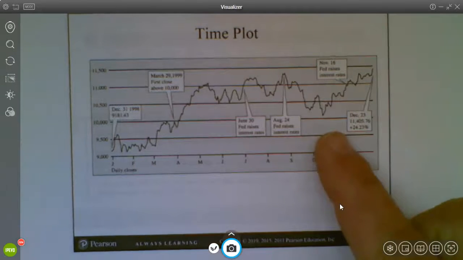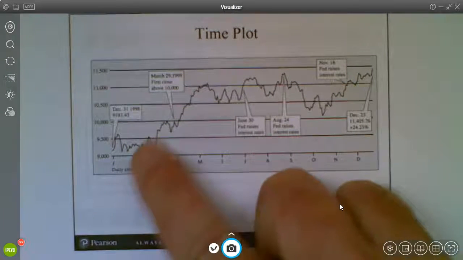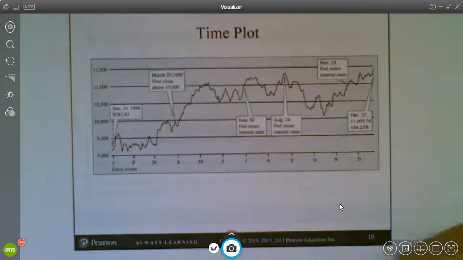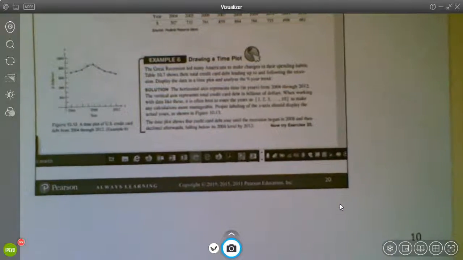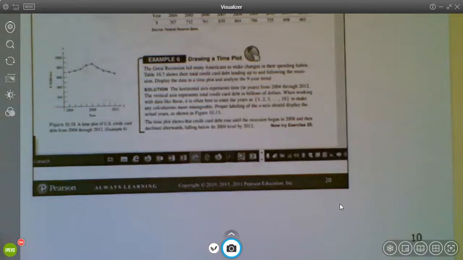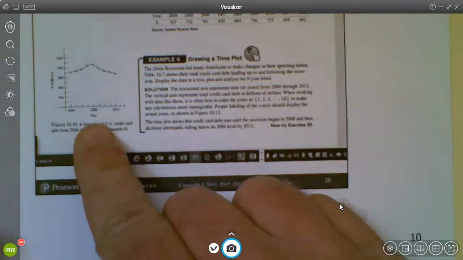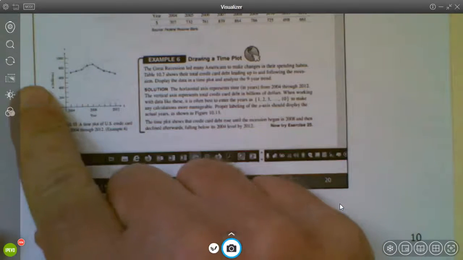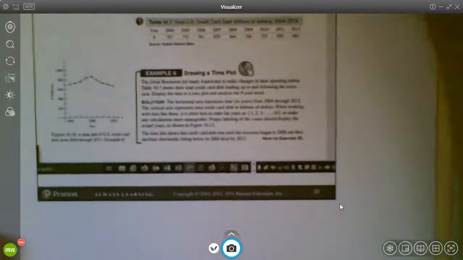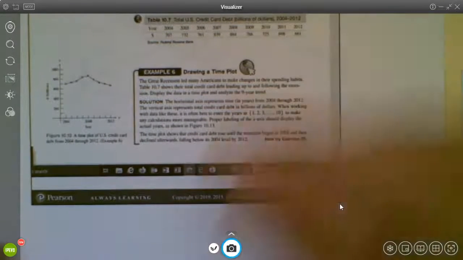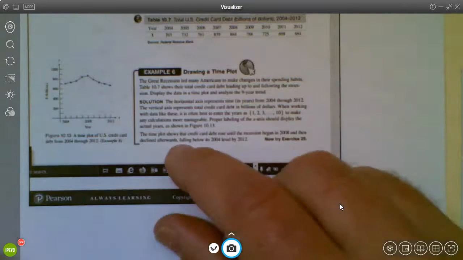This one had to do with interest rates. You can see as interest rates went up and down over time, it's this continuous data where they just plotted points and connected the dots. Here's one that was a little more rigid, a little more of a connect the dots. Again, they're using time as the x-axis, and the y-axis was, in this case, dollars. Here's the data table at the top. Sorry, let me show you this. This was credit card debt in billions.